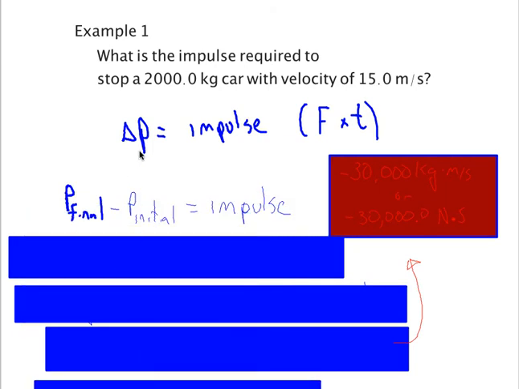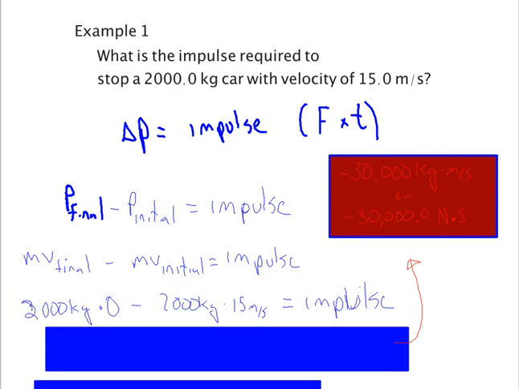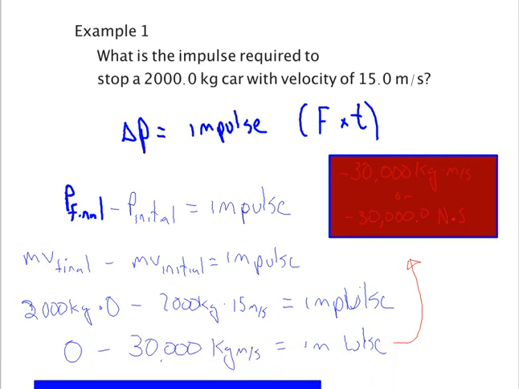So the change in momentum is the momentum final minus the initial momentum, which will tell us our impulse, which gives us our mass times velocity final minus mass times velocity initial to find the impulse. Our final is when it comes to a stop. So we have 2,000 kilograms times 0 minus the starting or initial 2,000 kilograms times 15 meters per second. And that's going to tell us our impulse, which gives us 0 minus 30,000 kilogram meters per second. And so that's our impulse.